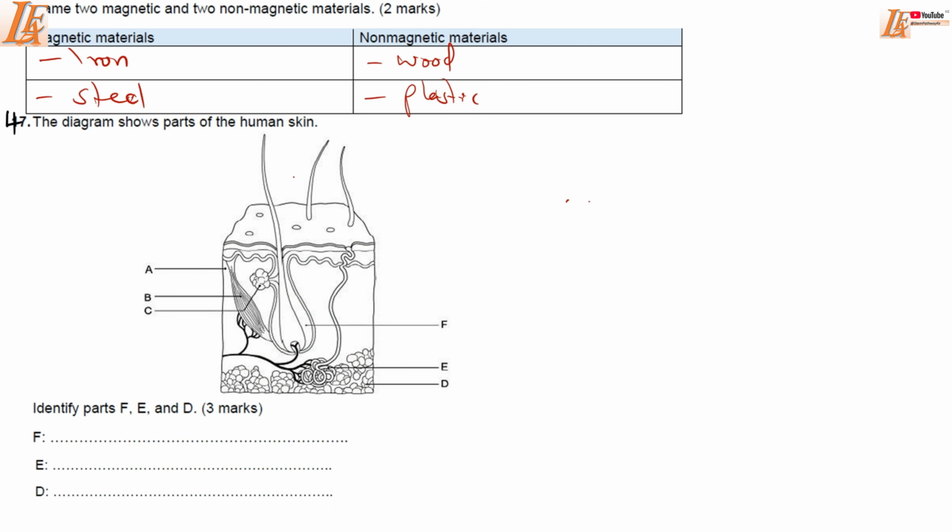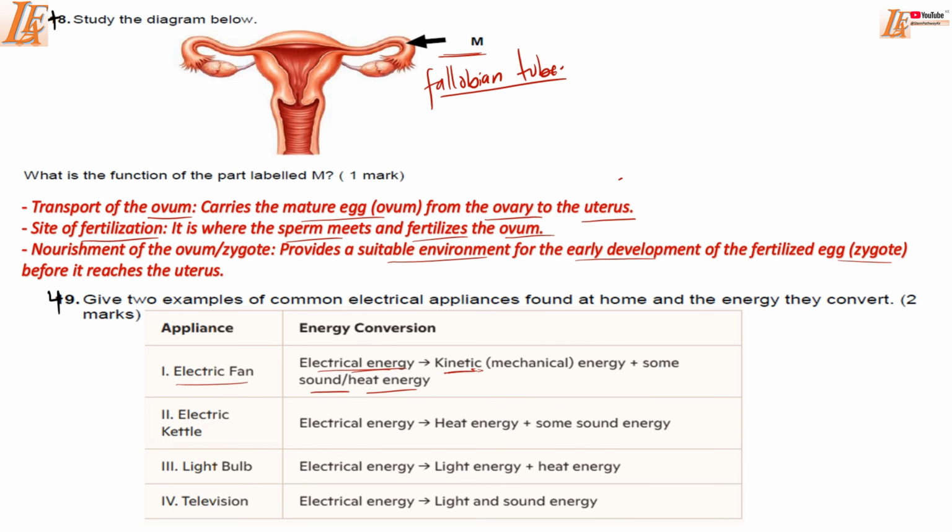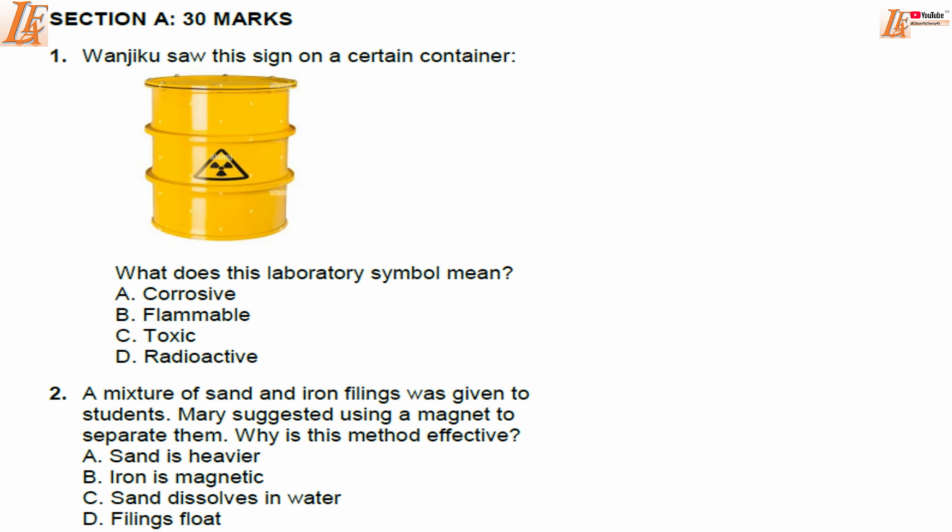and solid science to help you feel confident and prepared. The first question: Wanjiku saw this sign on a certain container. So this is the sign that Wanjiku saw. Then the question is, what does this laboratory symbol mean?